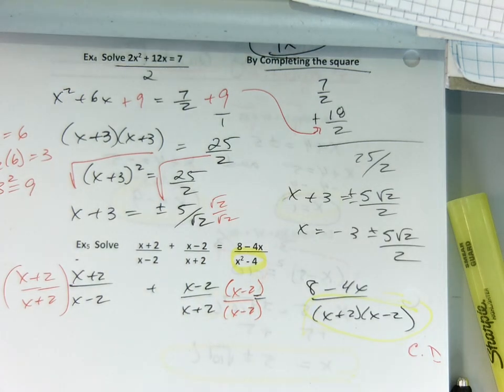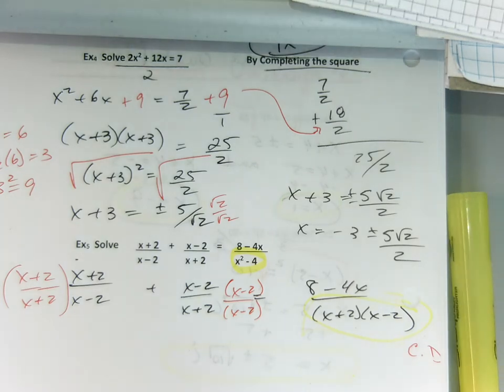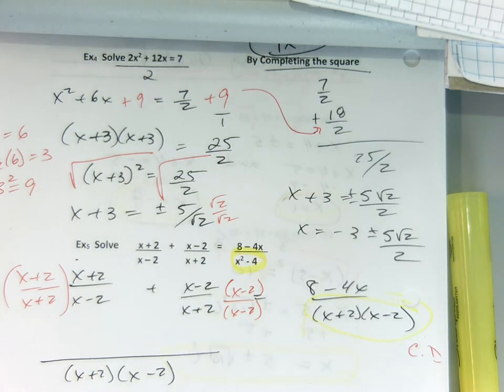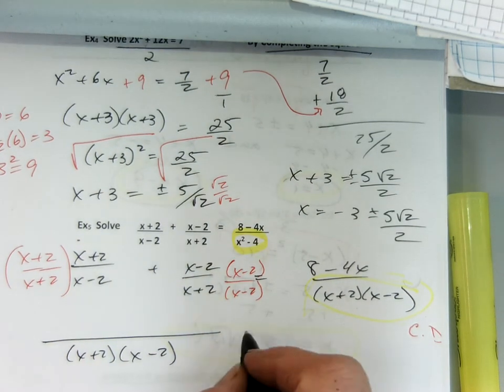It's been a long time. If you haven't had that, Emily, I'm so sorry. If you just had Algebra 2, this makes a little bit of sense. So now my common denominator is x plus 2, x minus 2, right? Yep.